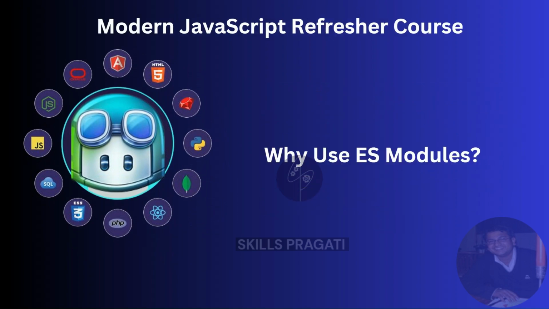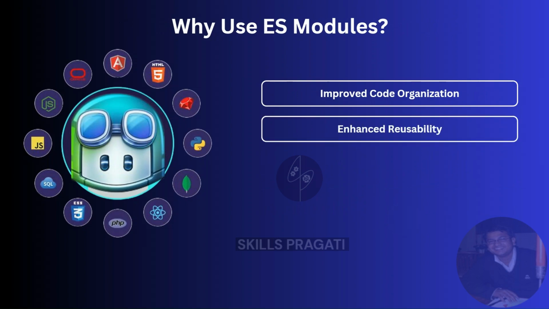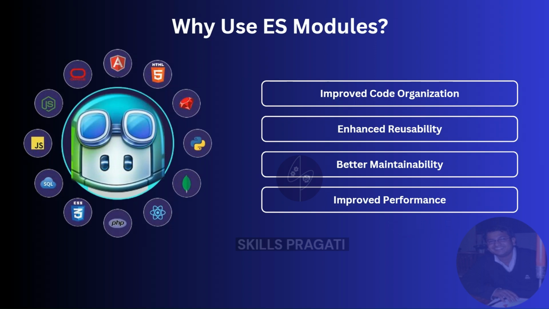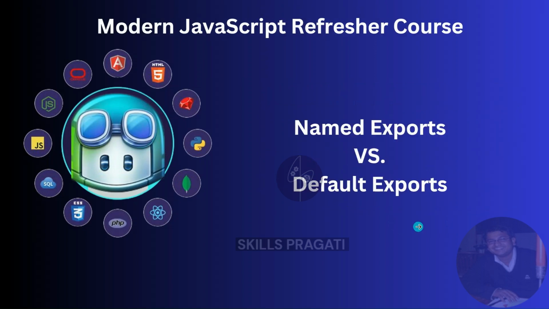Next, let's understand why we should care about ES modules. ES modules provide improved code organization, enhanced reusability, better maintainability, and improved performance. Next, we have to understand named exports versus default exports, but first we have to understand what these exports actually are. So guys, JavaScript's ES6 modules allow developers to organize code into reusable files. The two primary ways to export and import functionalities in JavaScript modules are named exports and default exports.